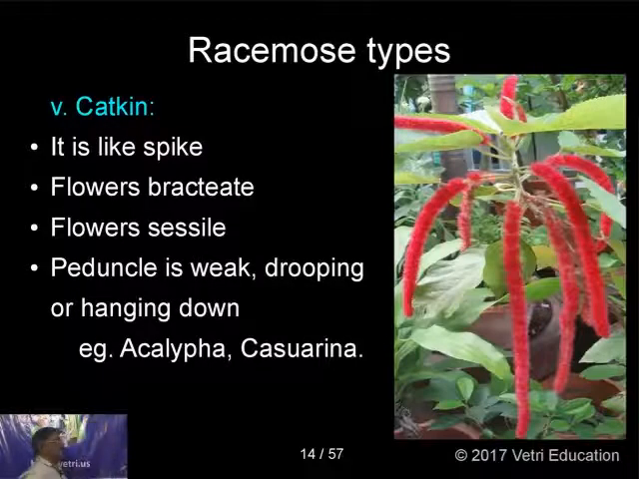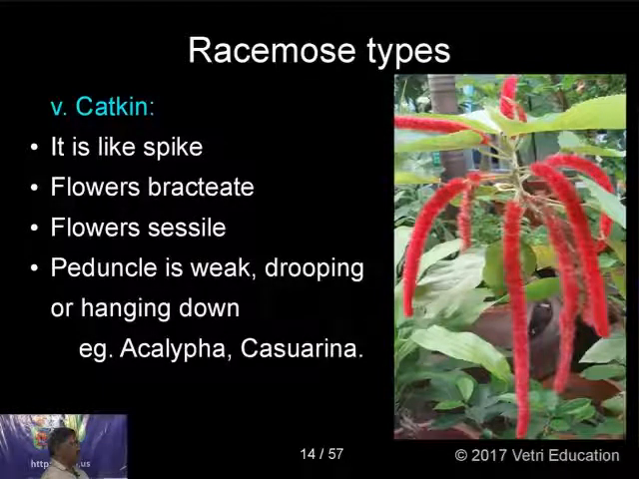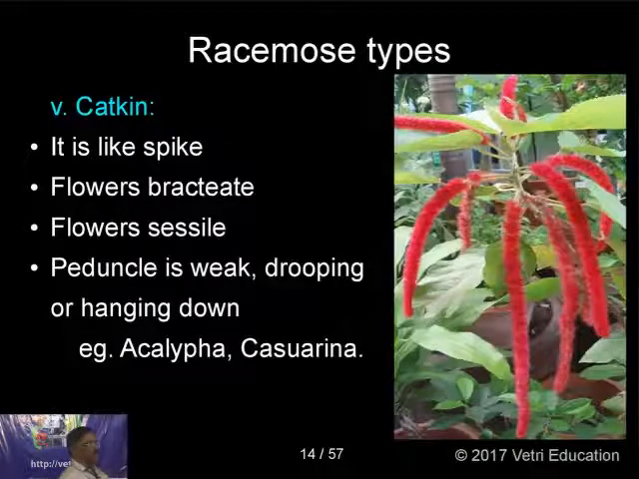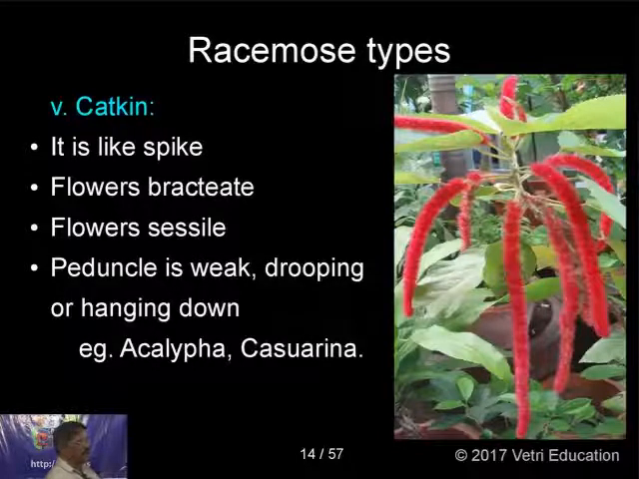Next, you have catkin. Catkin is just like a spike, and it is pendulous, hanging. Flowers bracteate and flowers sessile. The peduncle is weak, drooping or hanging down. A hanging spike is called a catkin. Examples: Acalypha and Casuarina, you can find the catkin inflorescence.